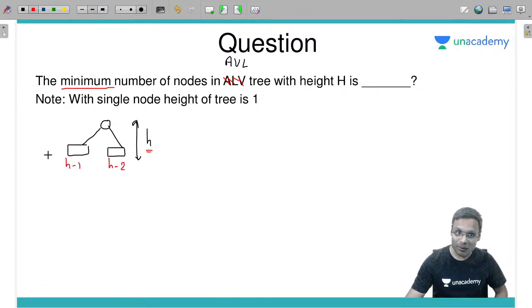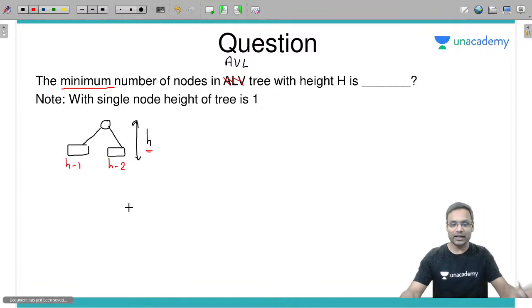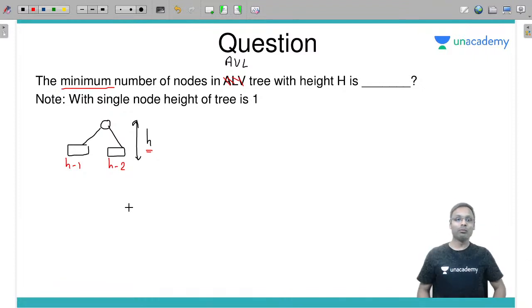What is the maximum height of the subtrees here? What is the maximum of h minus 1 and h minus 2? Maximum is h minus 1. h minus 1 plus 1 will be the height of the entire tree. So the height also comes out, and we will be having minimum nodes in the AVL tree. So how are we approaching minimum nodes in an AVL tree?